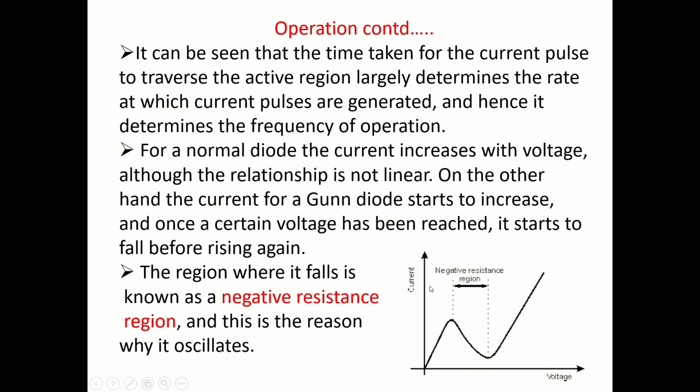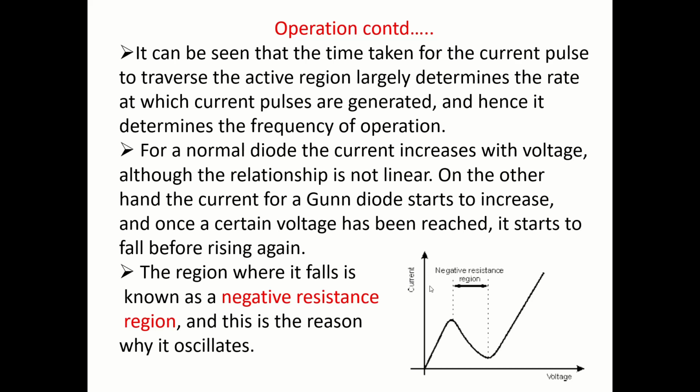So it can be seen that the time taken for the current pulse to travel from the active region largely determines the rate at which the current pulses are generated, and hence it will determine the frequency of operation. Okay, so it is clear that the frequency of operation is the rate at which the current pulses are generated as they travel through the active region.